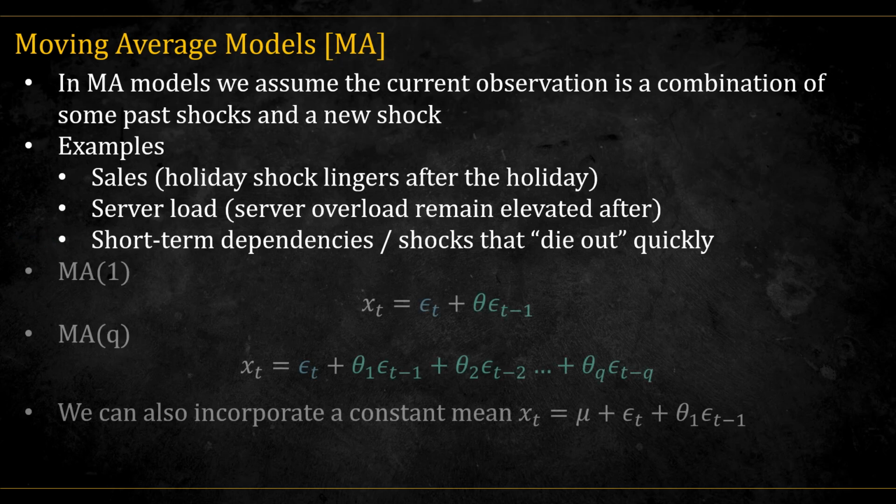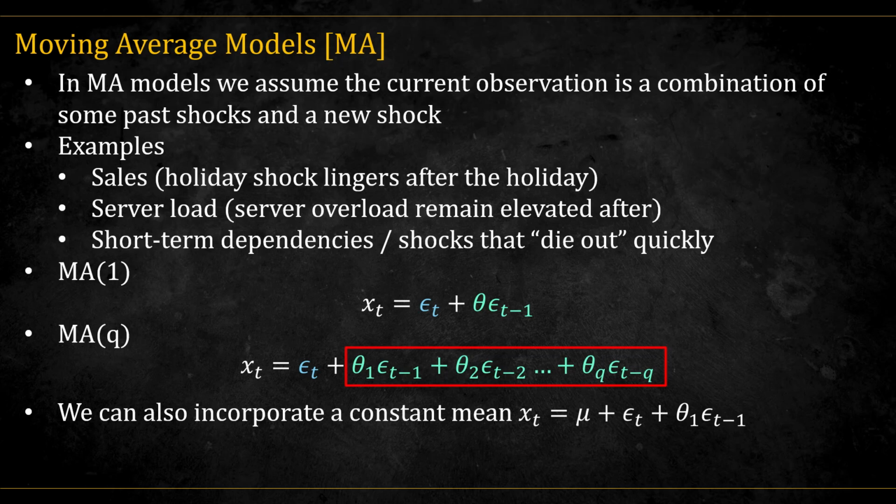An MA1 is written like this. The current value x of t is equal to some new shock epsilon t plus a lingering effect from the previous shock epsilon t minus 1. An MA of order q is simply a model where we use the previous q shocks as shown here. Again, we can also incorporate a constant mean, but we could also look at the time series after we removed it.